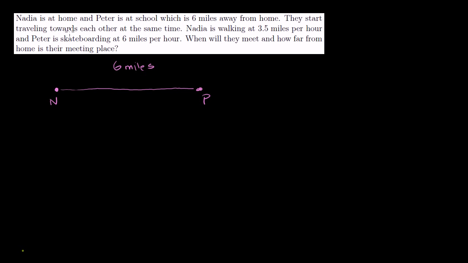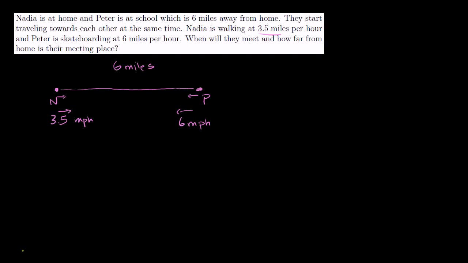They start traveling to each other at the same time. So they both leave at the same time, traveling towards each other. Nadia is walking at 3.5 miles per hour. Let me write it, 3.5 miles per hour in that direction. And Peter is skateboarding at 6 miles per hour in that direction. When will they meet, and how far from home is their meeting place?